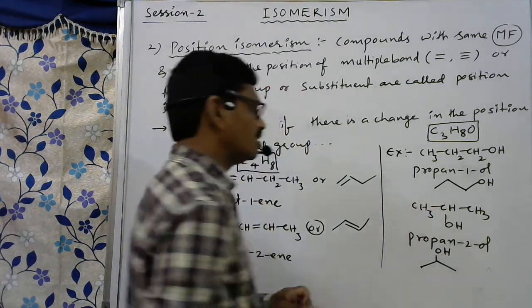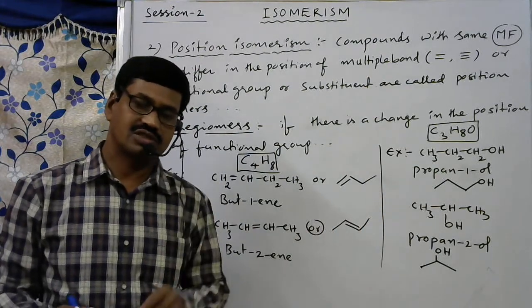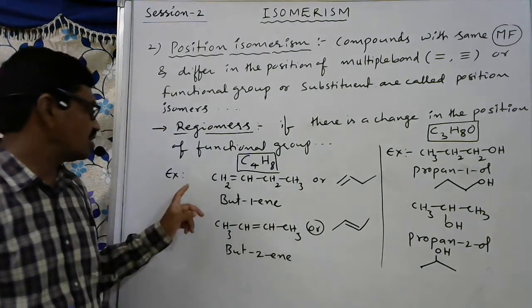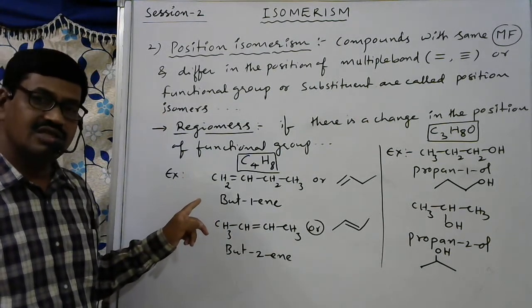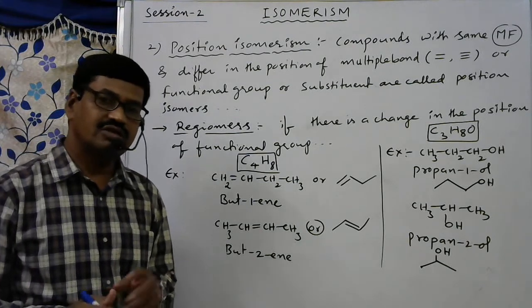So this is an example of regioisomers. The important thing is that an alcohol containing 2 carbons will not give a position isomer. Similarly, for alkenes, a 3-carbon alkene will not give any position isomer.